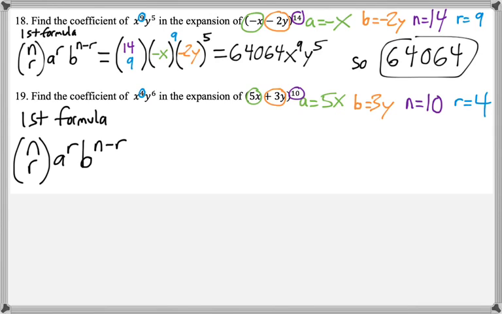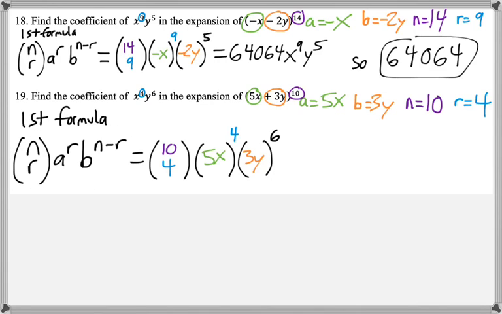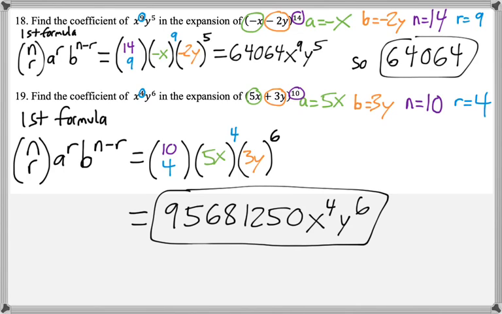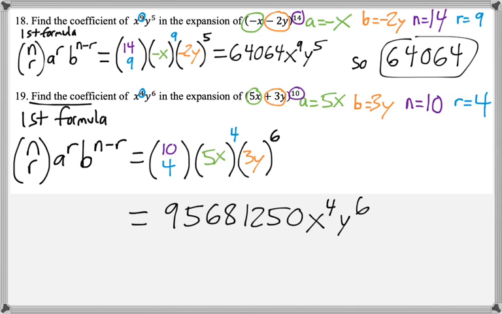Next I want to plug those values into the formula, which will look like this. And then I want to simplify, and this will be the entire term, but they only want the coefficient. So they only want the 95,681,250.